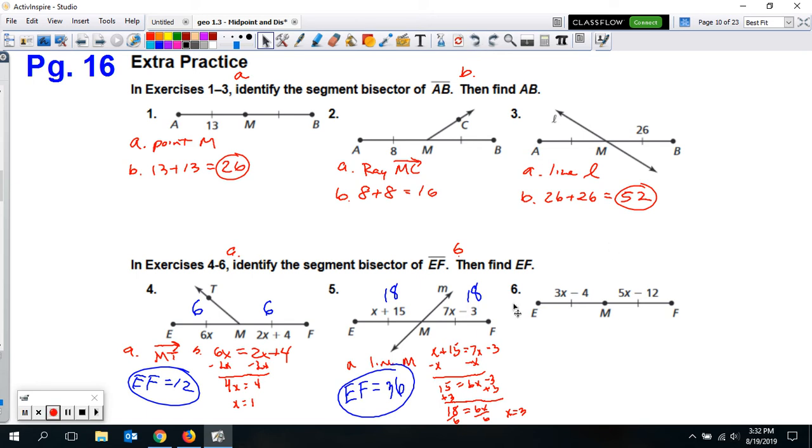All right, go ahead and now pause the video, and then you do number 6, and you can play it and see if you did it correct.